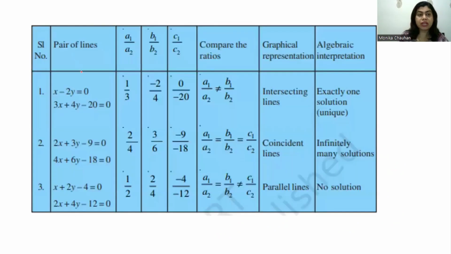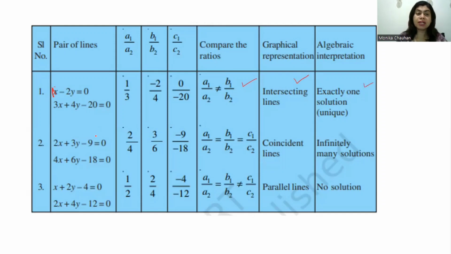Now, check. We have the first pair of lines, x minus 2y. Now, a1 upon a2, which is the coefficient of x. I have showed you how we get that. So here there is nothing, meaning it's 1 upon 3, and minus 2 upon 4. Now compare the ratios. A1 upon A2 is not equal to B1 upon B2. It means intersecting lines graphically, and the algebraic interpretation is exactly one solution, which is unique.